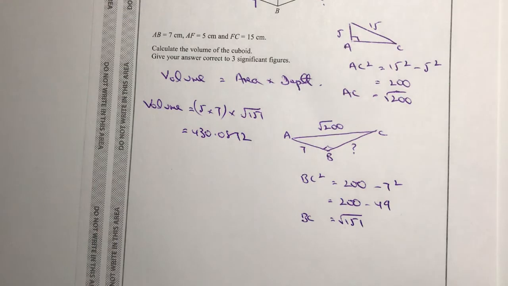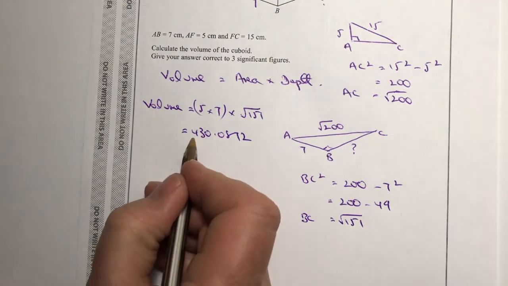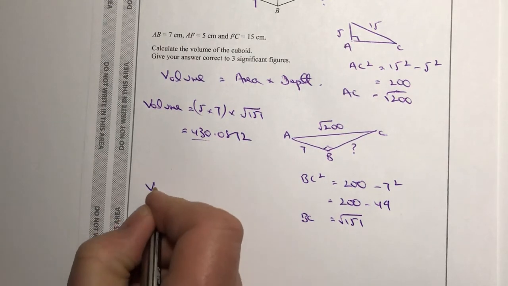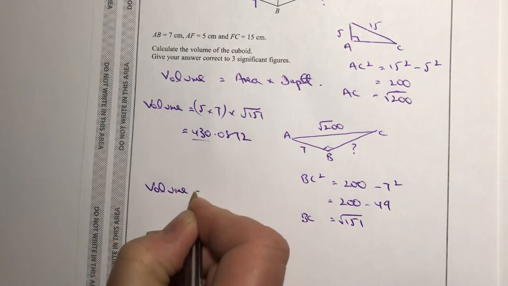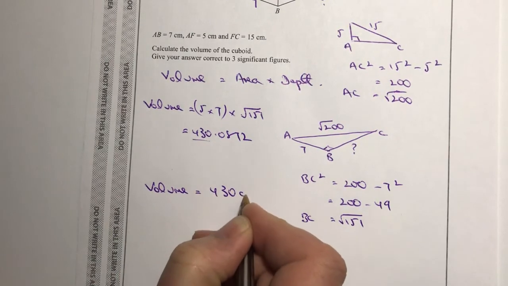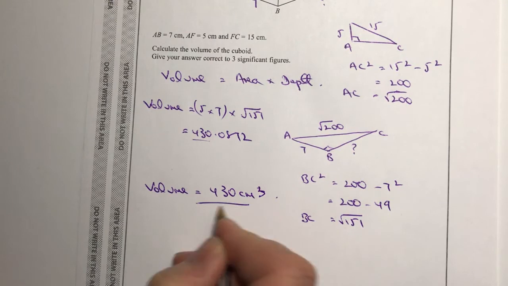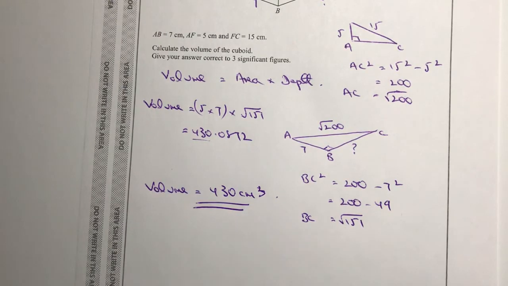430.0872. Now again, like a lot of these questions, please don't forget that they've asked you to give the answer correct to 3 significant figures. So the answer to 3 significant figures is that number there, 430. So the volume is going to be equal to 430 centimetres cubed. Okay, right, and that would be the answer to this particular question. Okay, hope that's all right for you.